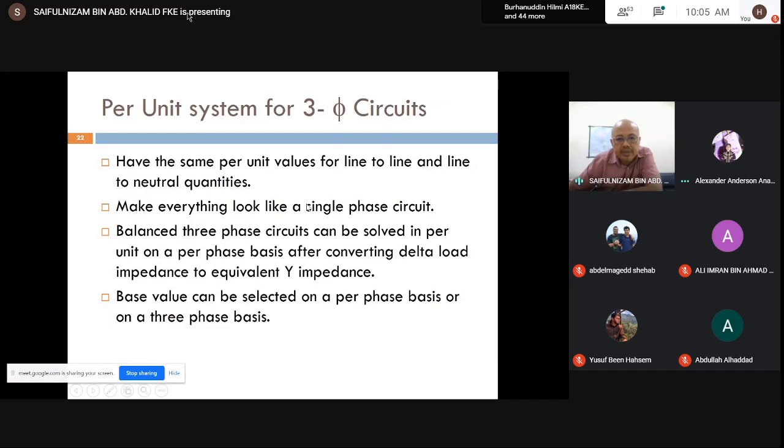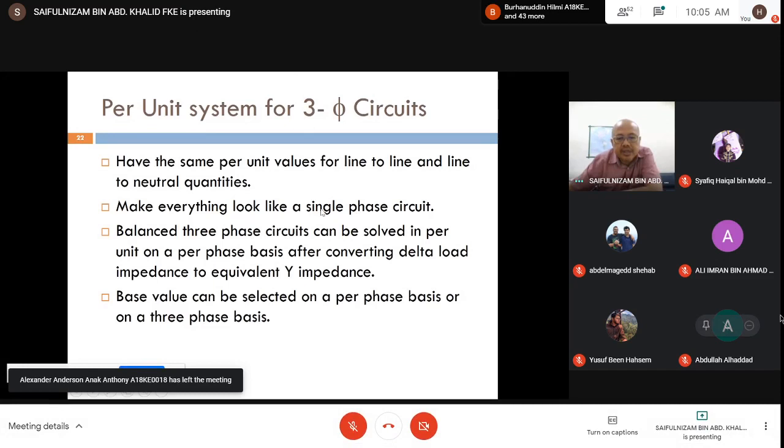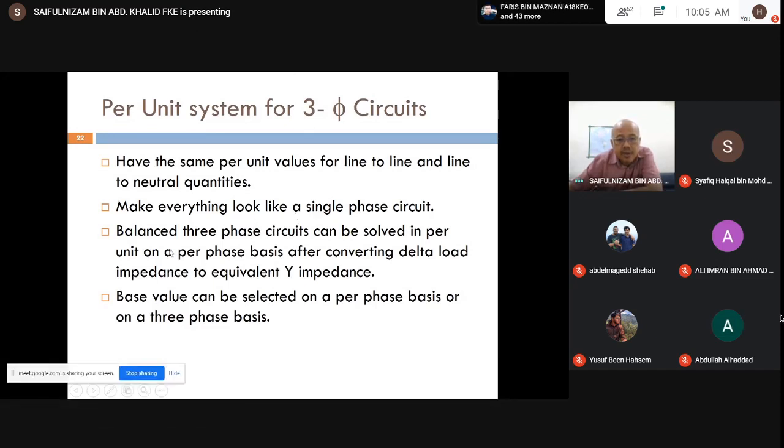Since it's a balanced system, it becomes a single phase circuit. The magnitude is similar, and the phase angle is displaced by 120 degrees. The balanced three-phase circuit can be solved in per unit on a per phase basis by converting the delta connection load impedance to the equivalent Y or star impedance. So we can reduce the three-phase circuit into a single-phase circuit.